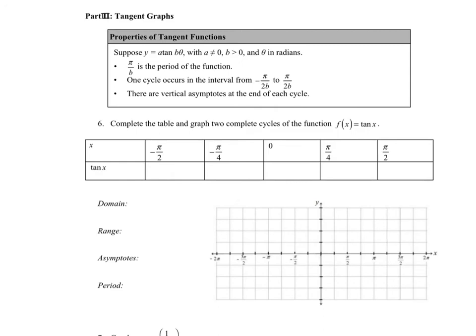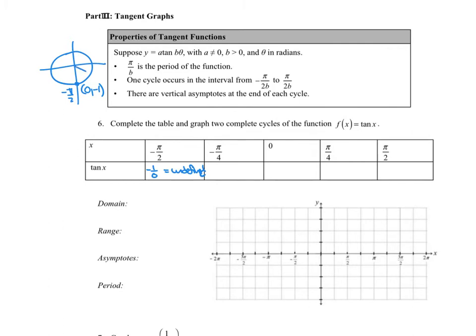Our next part is to graph a tangent function. So again, we'll start with the unit circle. If we think about our values from the unit circle, tangent of negative pi over 2, the coordinates at negative pi over 2 are 0, negative 1. And if I do y over x, I get negative 1 over 0, which is undefined.